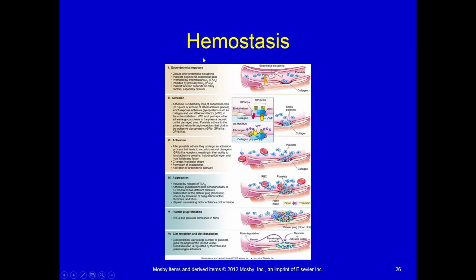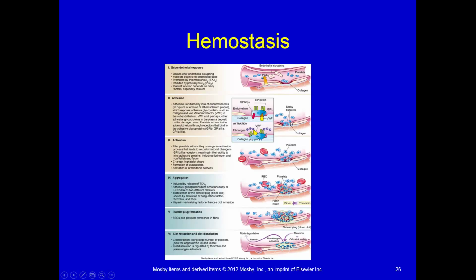So again, step 1 here, subendothelial exposure. The lining of the vessel wall has to erode away. It has to have some type of injury or damage to it where it exposes the subendothelial layer. This is, again, ding, ding, ding, the injury. This is what sends out that signal for all those important platelets and other important blood cells to migrate to the area. So 1 is exposure, injury of the vessel wall.